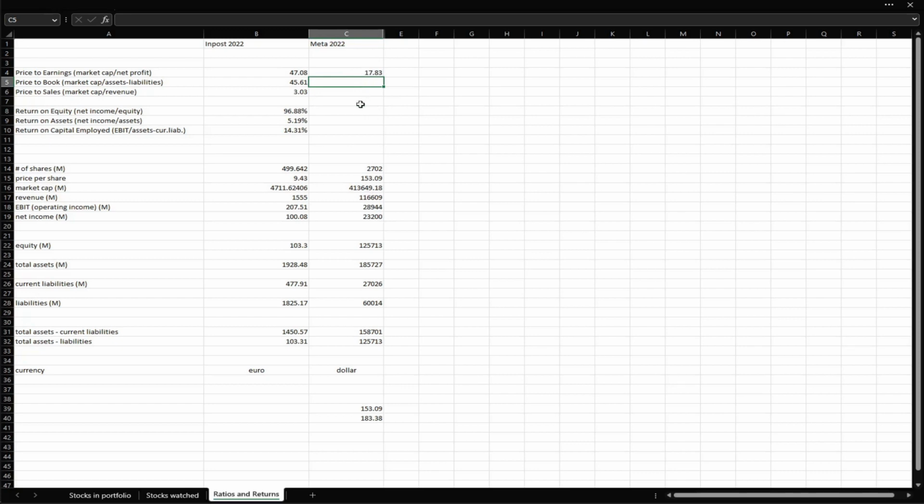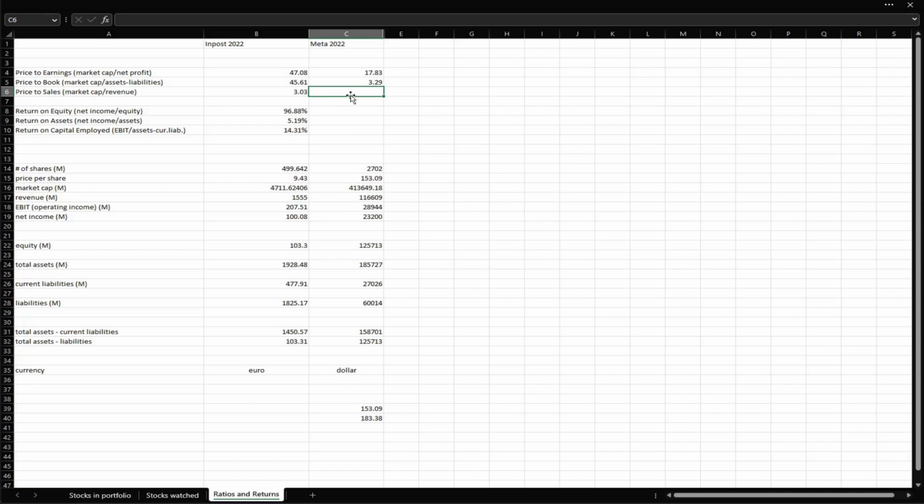Price to book is market cap to assets minus liabilities. Because book is assets minus liabilities. So this is like a value of the actual company when you deduct all the liabilities from your actual assets. So that will be market cap again divided by total assets minus liabilities. And that gives us price to book of 3.